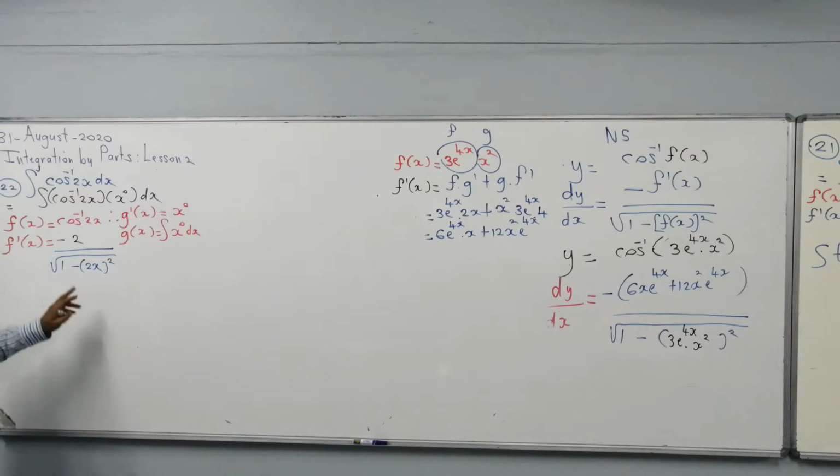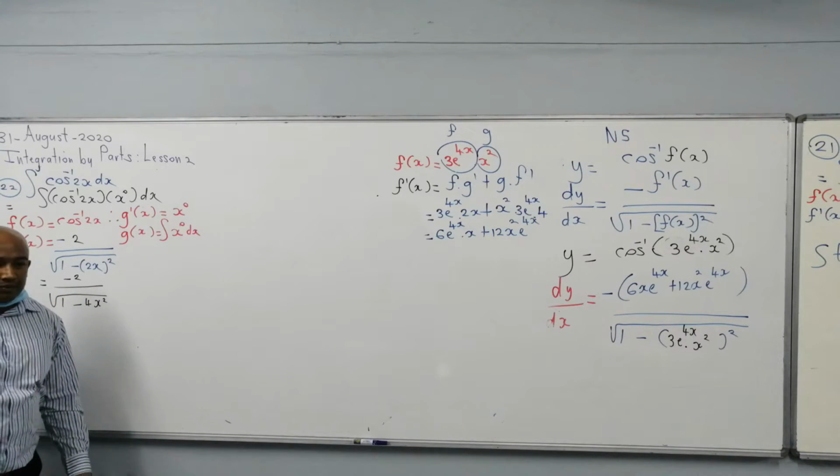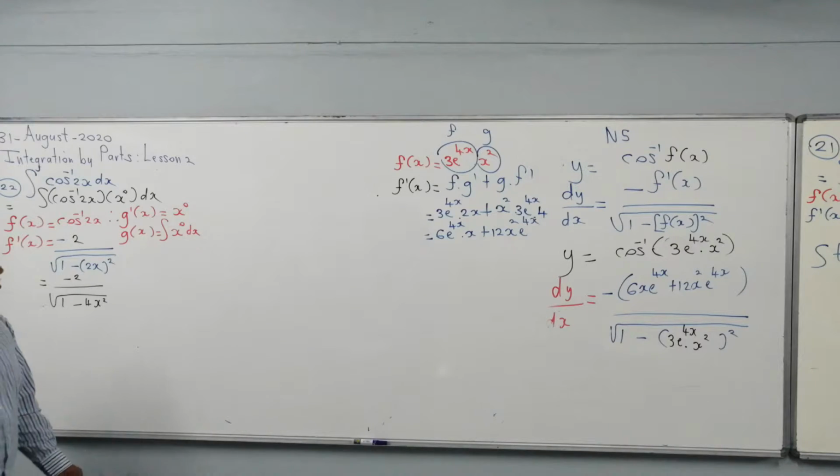So here, minus 2 divided by the square root of 1 minus 2x all squared. That is how you apply the formula. You can square this here. Let's square it while we're here. That's minus 2 divided by the square root of 1 minus 4x squared. Now, we are ready to apply the formula.